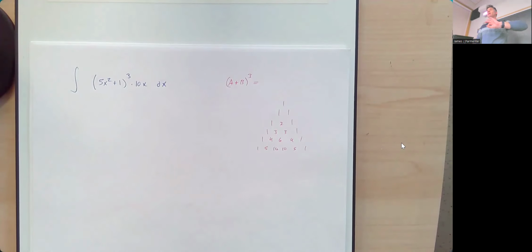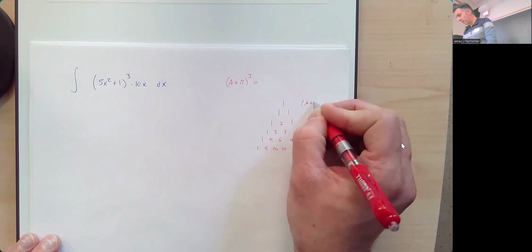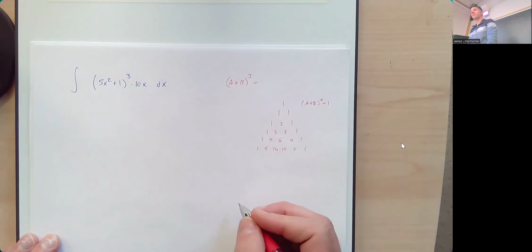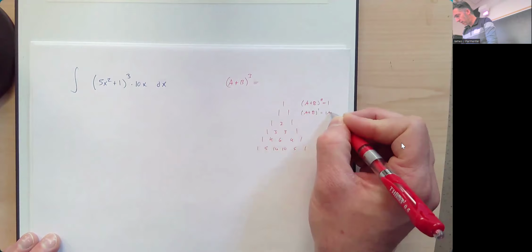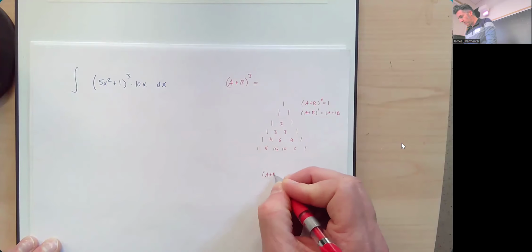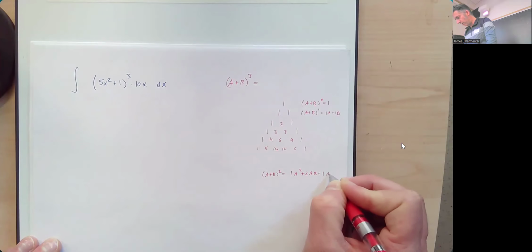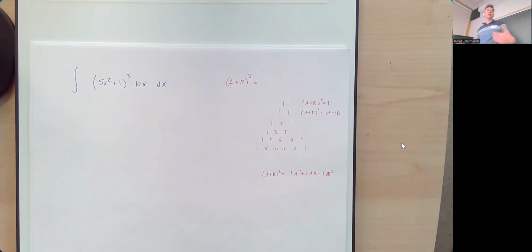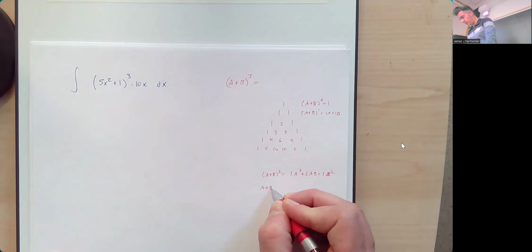One of the cool things is that every row gives you the coefficients of the binomial expansion. Meaning 1 is the coefficient of (a plus b) to the 0th power, which is 1. And 1 and 1 are the coefficients of (a plus b) to the first, which is just 1a plus 1b. And 1, 2, 1 are the coefficients of (a plus b) squared. That's 1a squared plus 2ab plus b squared. And 1, 3, 3, 1 are the coefficients of (a plus b) cubed.